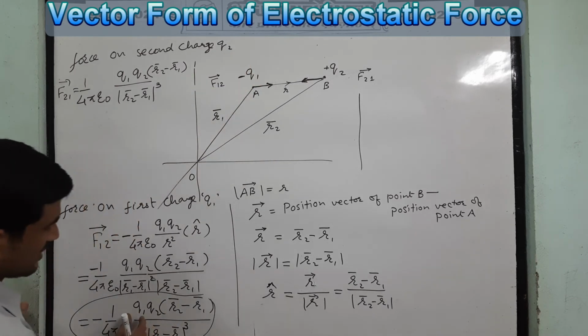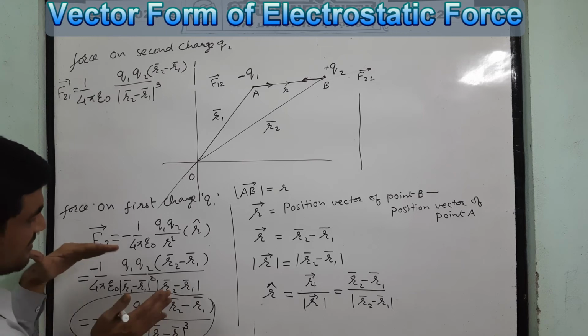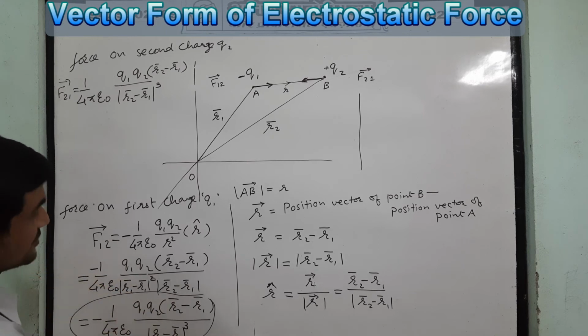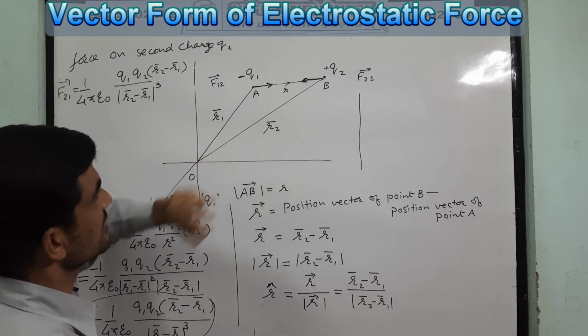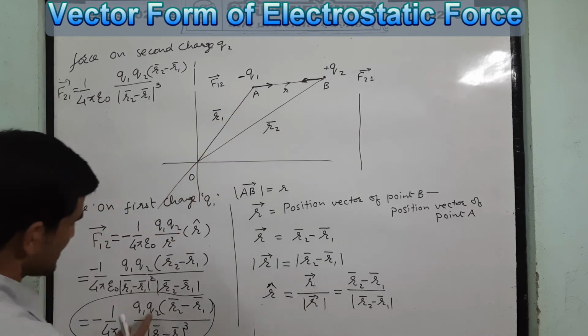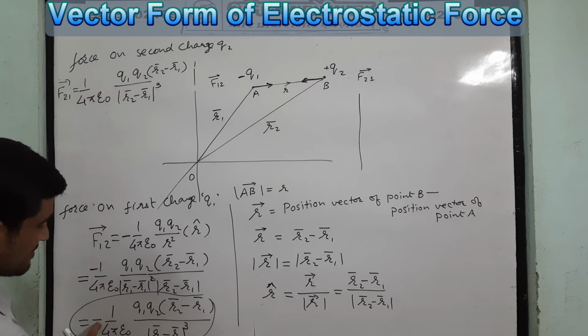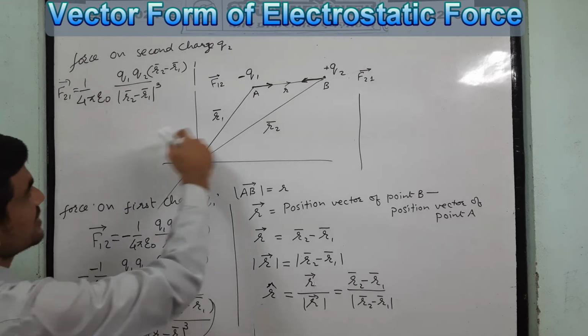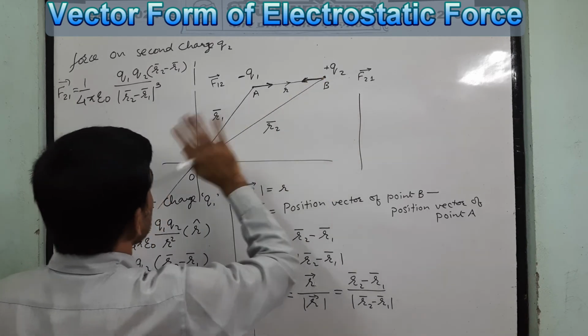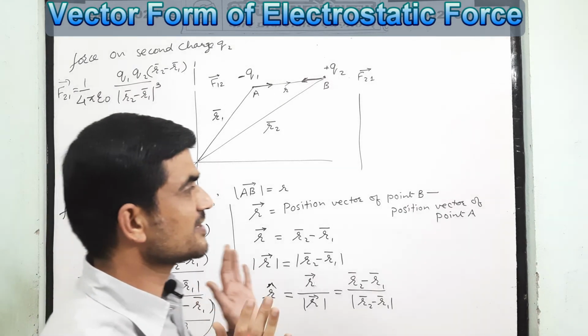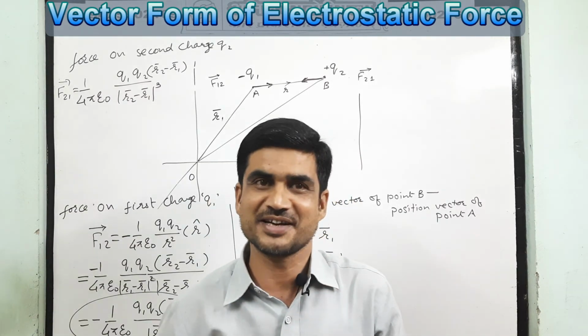Just see. When we are using the vector formula, you have to put q1 and q2 according to their nature. So if this is negative, the minus sign and the minus become plus, and the force becomes negative. So the direction of this force is opposite to the direction of r. Is it clear? So this is the vector representation.